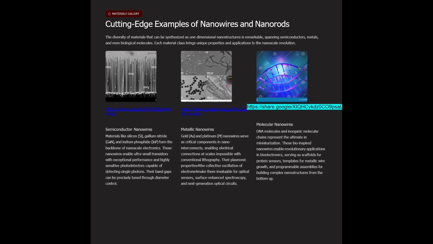Molecular nanowires, DNA molecules and inorganic molecular chains, represent the ultimate in miniaturization. These bio-inspired nanowires enable revolutionary applications in bioelectronics, serving as scaffolds for biosensors, templates for metallic nanowire growth, and programmable assemblies for building complex nanostructures from the bottom up.